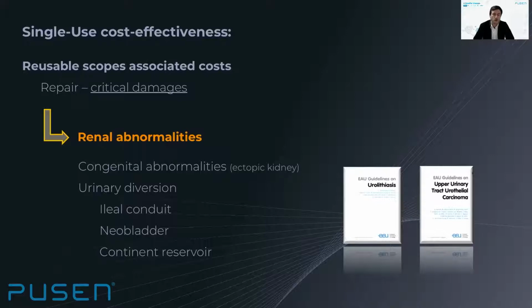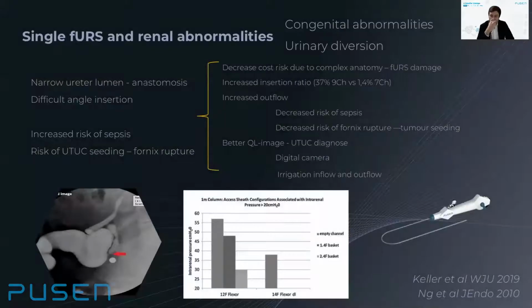We also have to keep in mind what we said during the introduction of this talk. Nowadays, there is an increase in the number of flexible procedures in patients with upper urothelial carcinoma, and some of those patients will have a urinary diversion like ileal conduit or neobladder, which will increase the difficulty of these procedures and the risk of damaging the flexible scope. So when treating patients with renal abnormalities, we will face difficulties like ureteral anastomosis with narrower ureteral lumens and challenging insertion of this anastomosis in the neobladder or the ileal conduit.